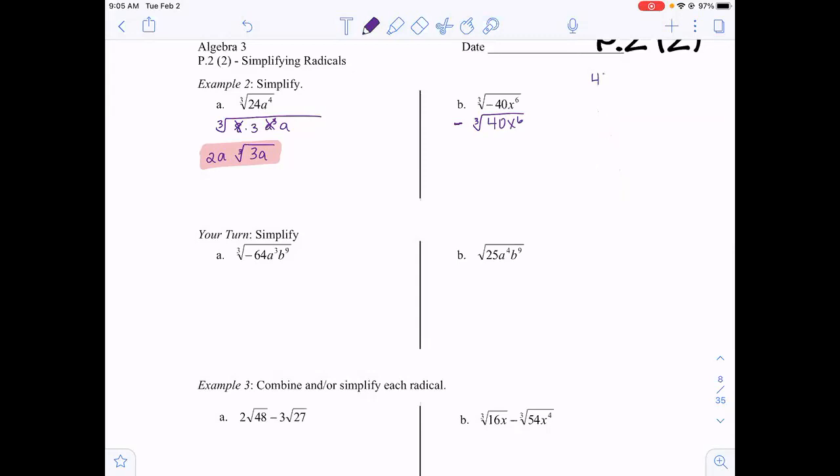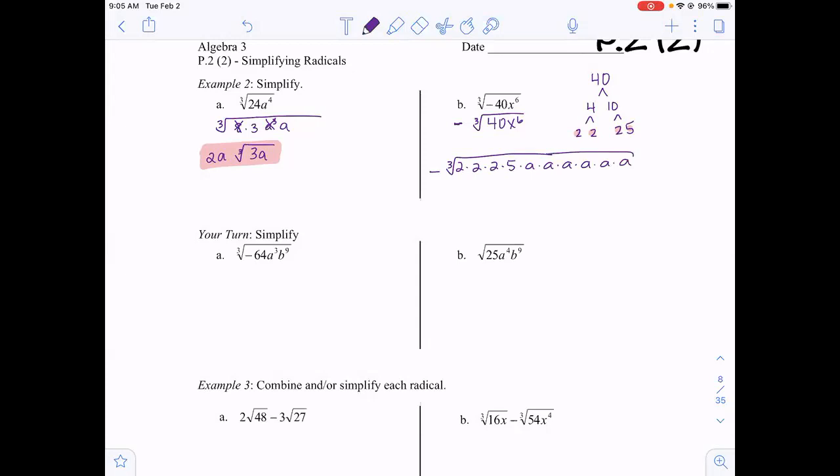So I'm going to do this the old way. 40, I'm going to break that down into 4 and 10. 4 is 2 and 2. 10 is 2 and 5. So those are all my prime numbers, right? A to the 6th is just going to mean I'm going to have 6 A's. So let's write this up. I'm going to put my negative out front. There's my cubed root. 2 times 2 times 2 times 5 times 1, 2, 3, 4, 5, 6.